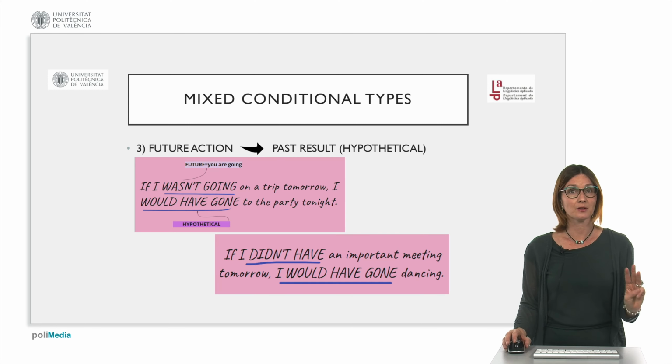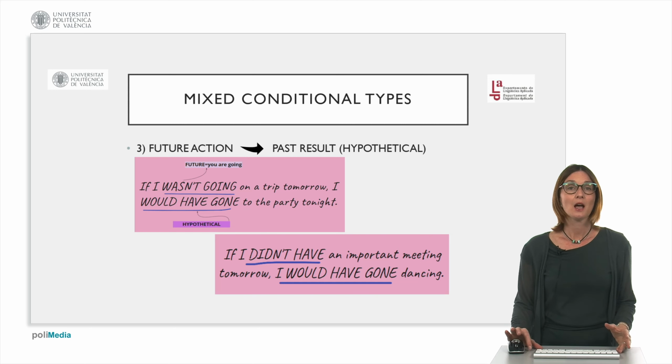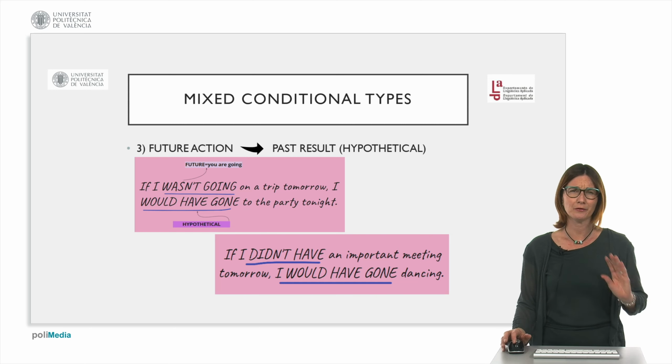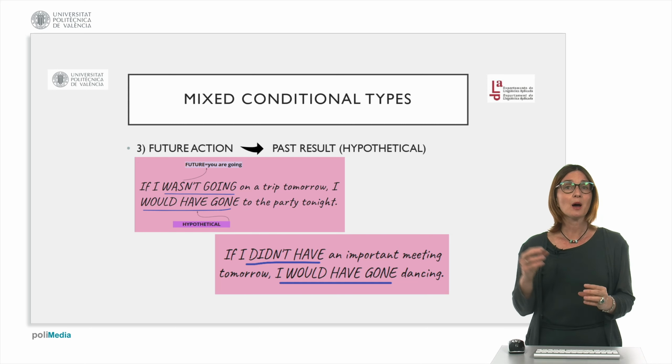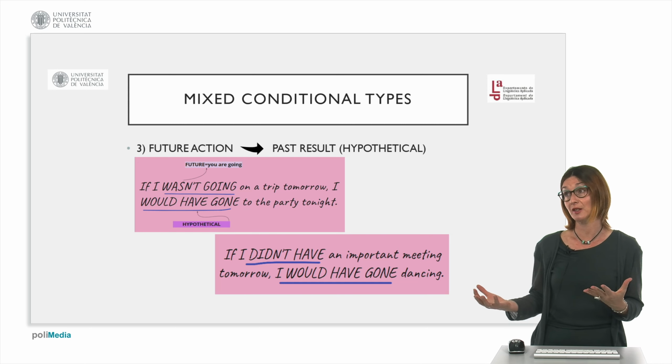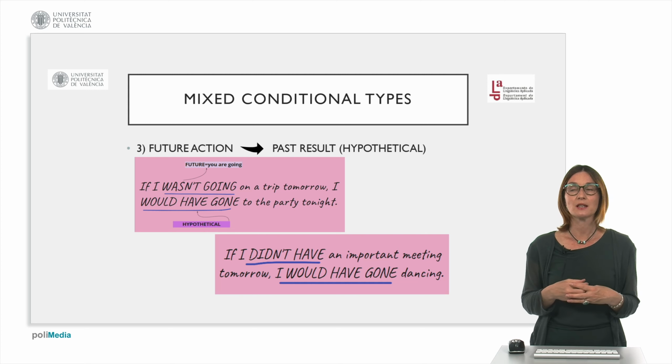And then we have a third type of mixed conditional sentences. And in this third type, we have a future action, an action that is going to happen in the future, and a past result, which is also hypothetical. Right, so let's have a look at the examples.